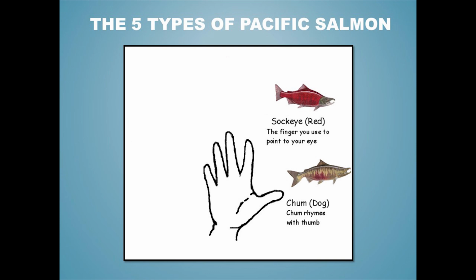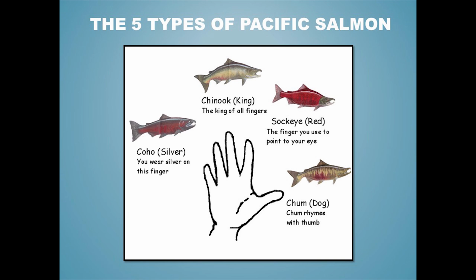The middle finger is your biggest finger, and it represents the biggest salmon, and this is for the Chinook salmon, or the king, otherwise known as. Moving on to your ring finger, oftentimes people wear silver on this finger, so this represents the silver salmon, which is otherwise known as the coho.